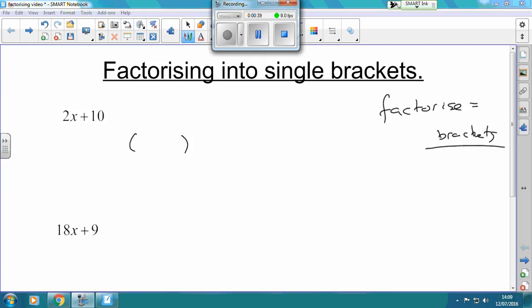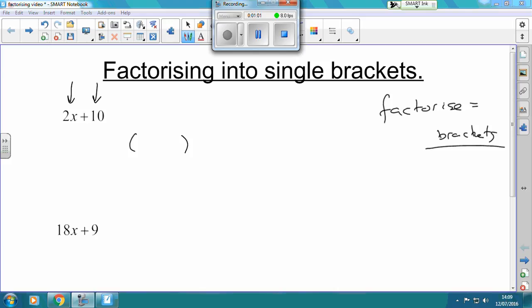Now also, factorize means that we're going to take out a factor. A factor is something that appears in, or goes into, both parts or all the parts. So here we've got to find something that goes into 2x and also into 10. Sometimes it's a letter, sometimes it's a number, sometimes it's both, and we'll have a look at all those different examples. But here we've got 2x plus 10.